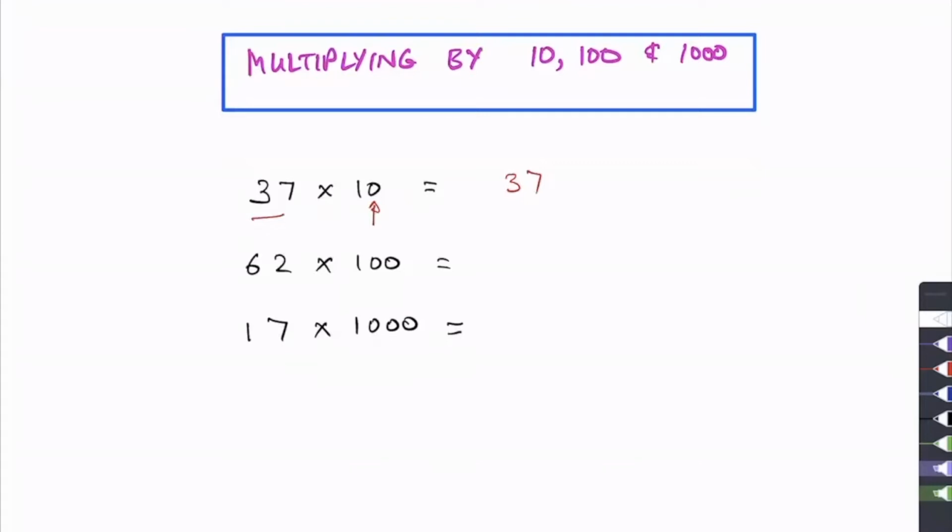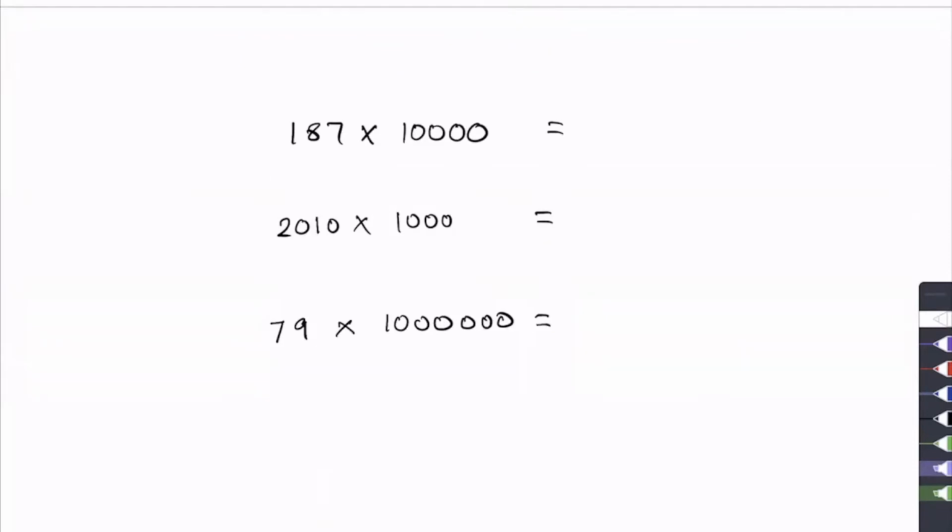In this case, we have 1, so the answer is just 370. For the next one, we're multiplying by 100, which has 2 zeros. So we write the 62, and then add the 2 zeros there, making it 6,200. And using the same principle, the last one is 17,000. Have a go at these, pause the video, and come back when you're done.